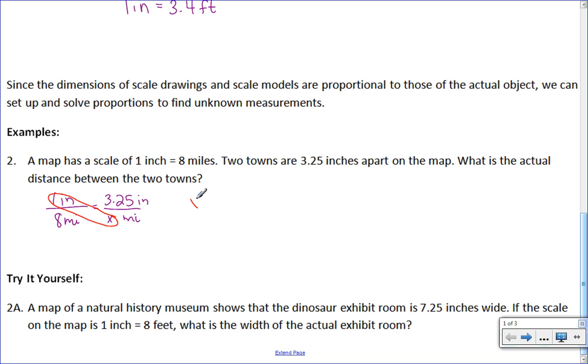1 times x is just x. And then multiply here. And 8 times 3.25 is 26. So if we could do anything else to solve this, we would, but this one comes out very nicely. When we cross multiply, we just end up with x. So x is equal to 26. So the actual distance would be 26 miles.